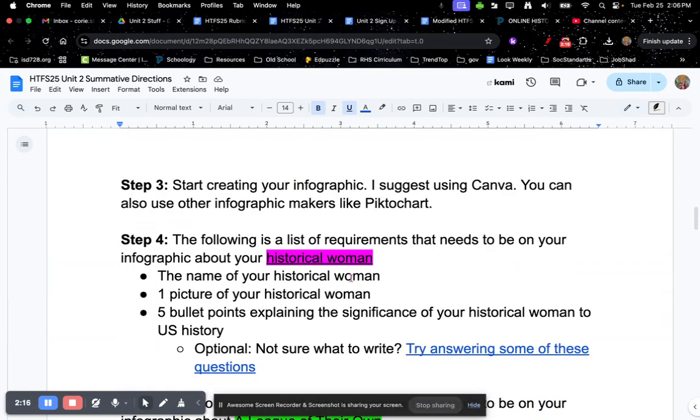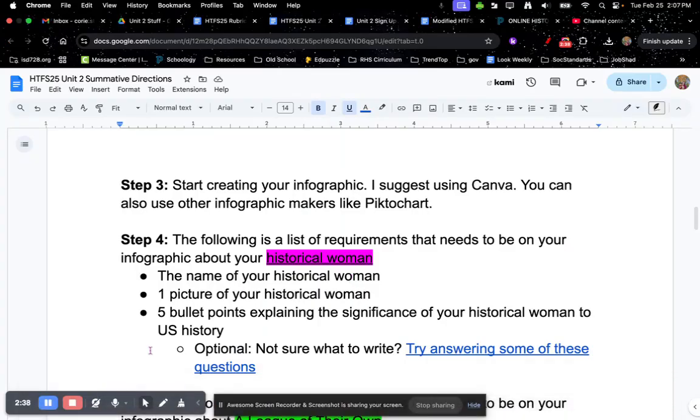Step number 3, start creating your infographic. I suggest using Canva. That's probably the most popular and probably the easiest out of all of them, especially because then when you give me the link, it's really easy for me to go in. There's also other infographic makers out there like Piktochart. Again, Canva is probably the one that I would most suggest to use.